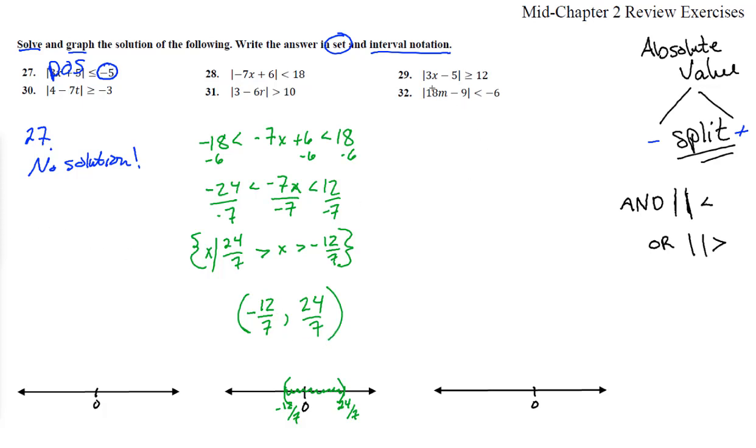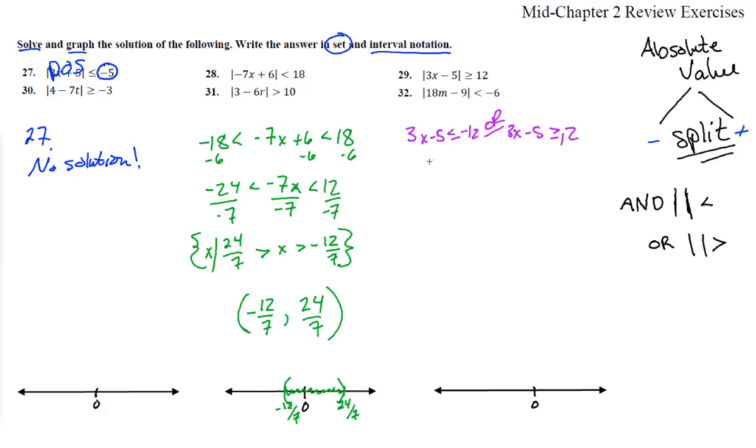Good. Number 29, the absolute value of 3x minus 5 is greater than or equal to 12. This is an OR statement. We can have this stuff bigger than 12 or smaller than negative 12 to work. So this is going to be 3x minus 5 greater than or equal to 12, or 3x minus 5 less than or equal to negative 12. And there's an OR in between them.